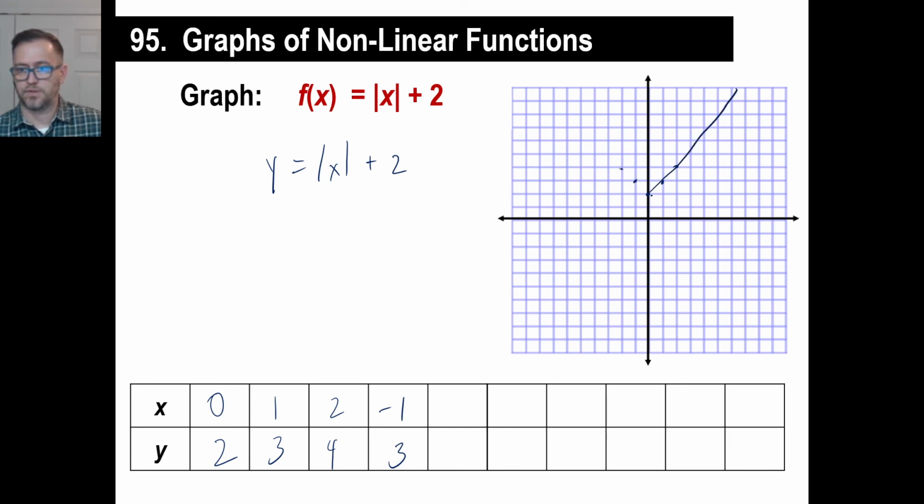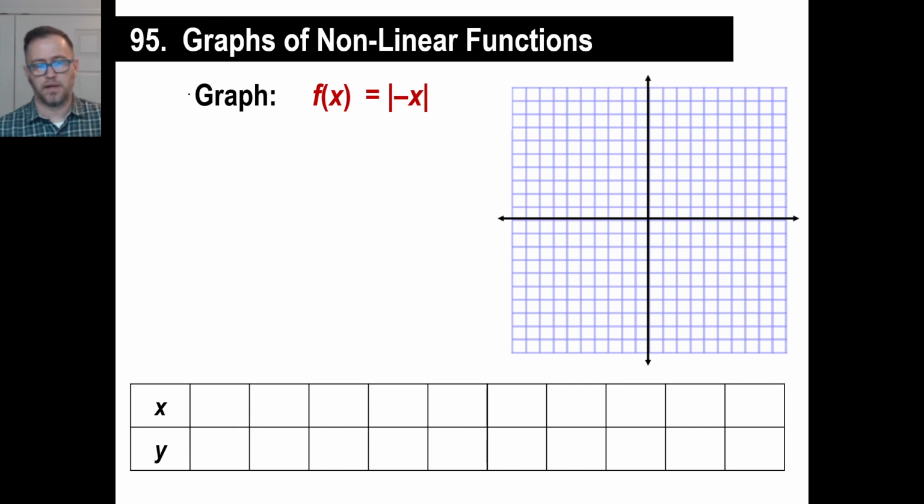Now your vertex is 2 up. And of course, let's say if you had something like this, y is equal to the absolute value of x minus 5, you'd be going 1, 2, 3, 4, 5 down, and then you do the same thing. All right. Last one is y is equal to the absolute value of negative x.